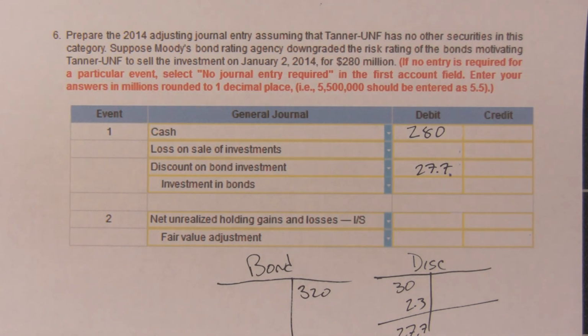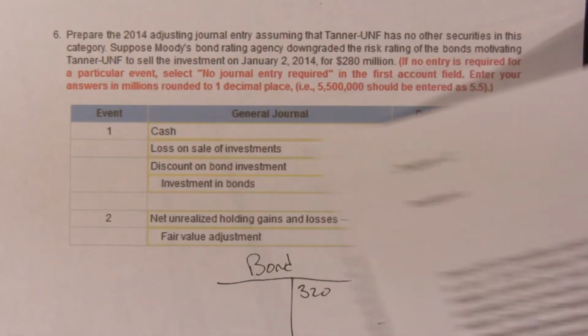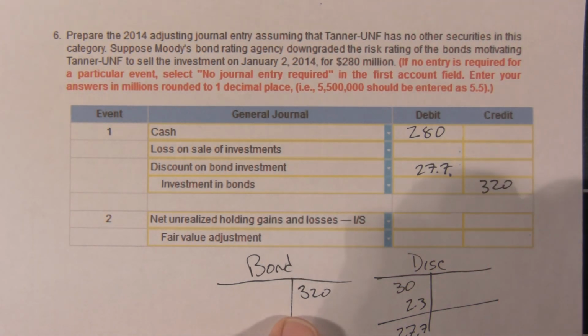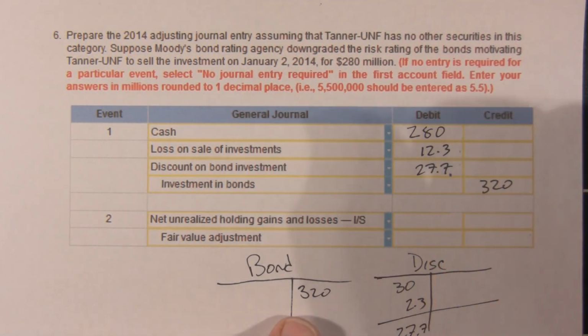Our investment, face value of the bond, the whole amount of the bond goes away. And the face value of the bond, if you remember from the very beginning, was $320 million. Bond, $320 million. And do the calculations, and you come up with a loss of 12.3.